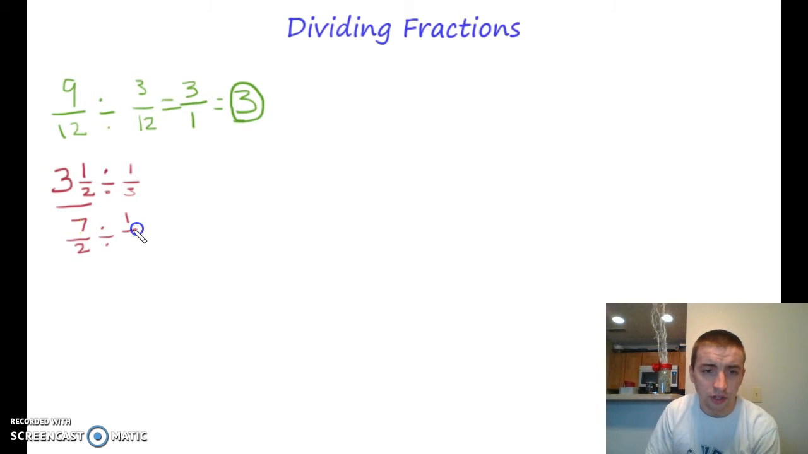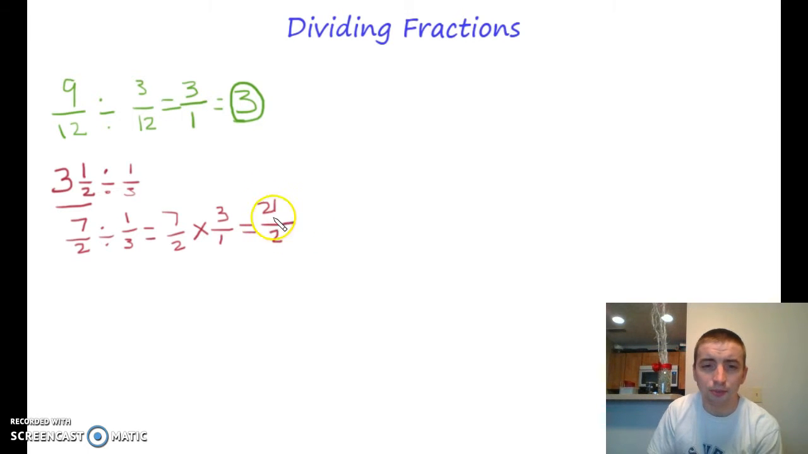divided by 1/3. Okay. So now I'm going to keep 7/2 as 7/2. I'm going to switch my division sign to multiplication. And I'm going to change my 1/3. I'm going to flip it to 3 over 1. So then it just becomes like multiplying fractions. 7 times 3 is 21, and 2 times 1 is 2.